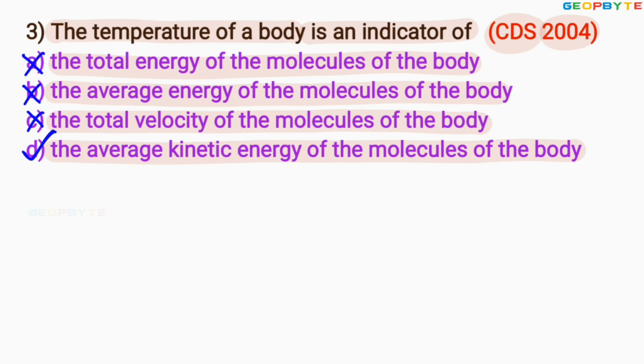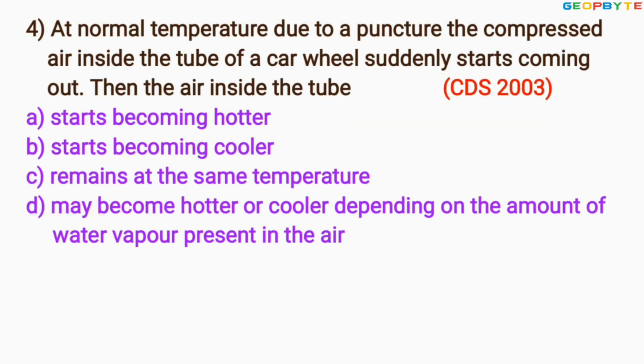Similarly, let us move to the next one. Look at the next one, asked for the CDS exam in 2003. Given like this: at normal temperature, due to a puncture, the compressed air inside the tube of a car wheel suddenly starts coming out. Definitely, when the car tire is punctured, the air present in it is trying to come out. Then the air inside the tube is.